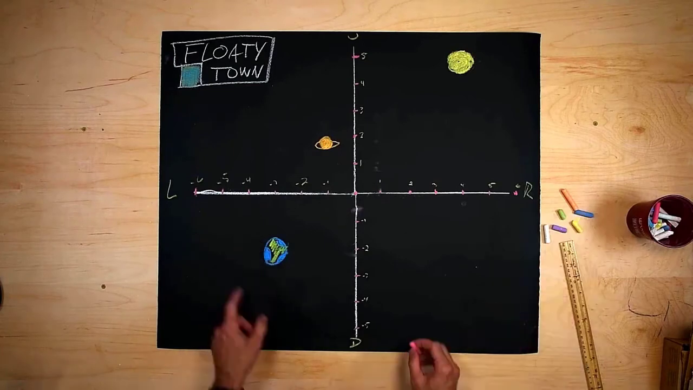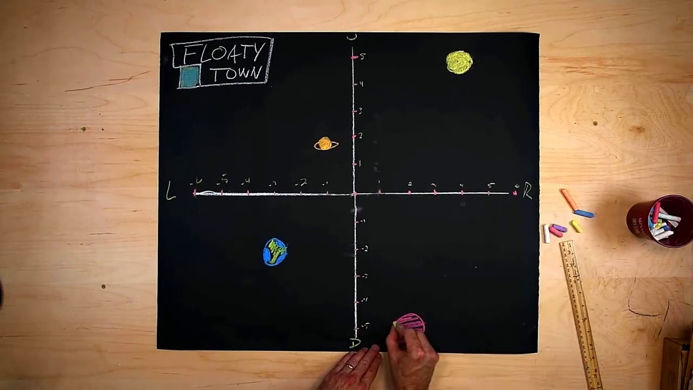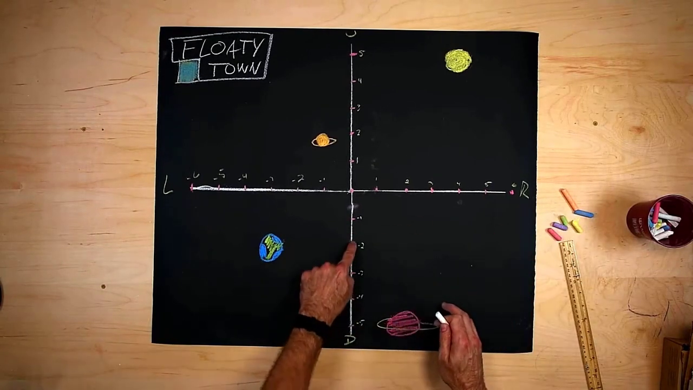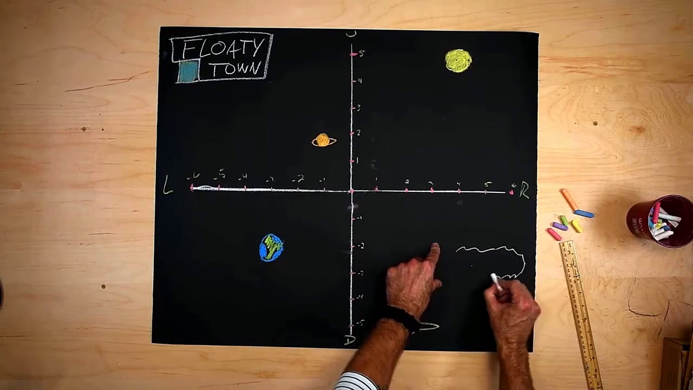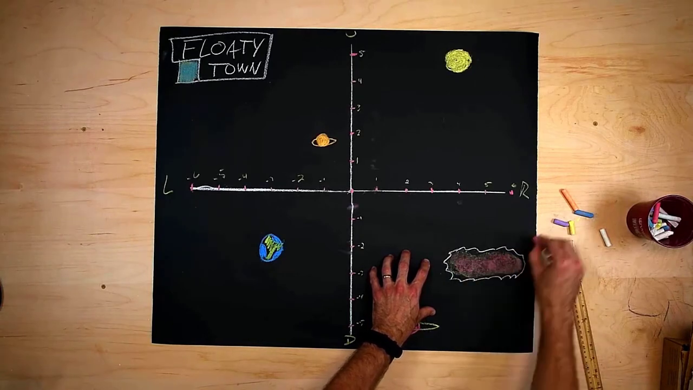Want to put some stuff down this side. Ooh, there's a fun pink planet. It's got a ring on it. Maybe some cool nebula situation, something in here. So this area, when you're designing your game, you could say maybe if you land in this, then you lose. Like your ship is lost. Maybe that's something you want to do.